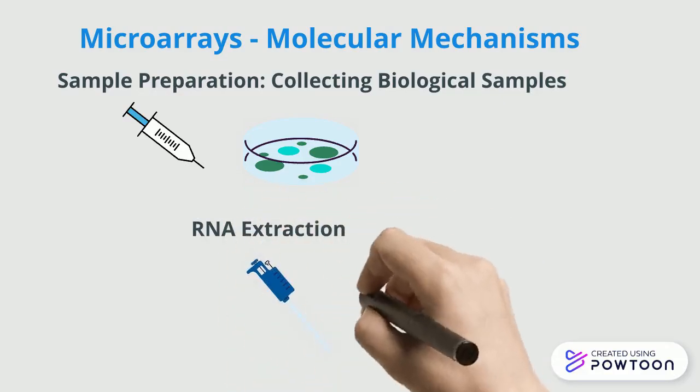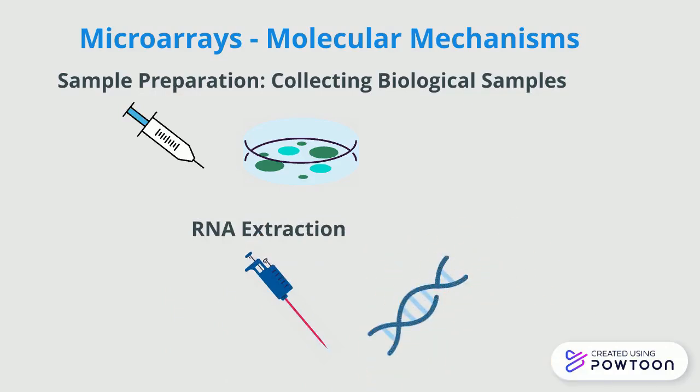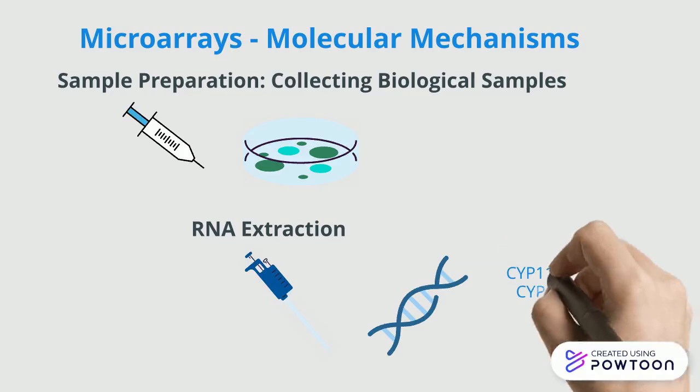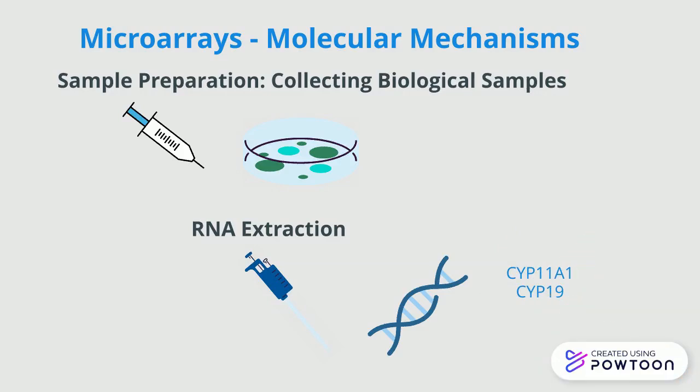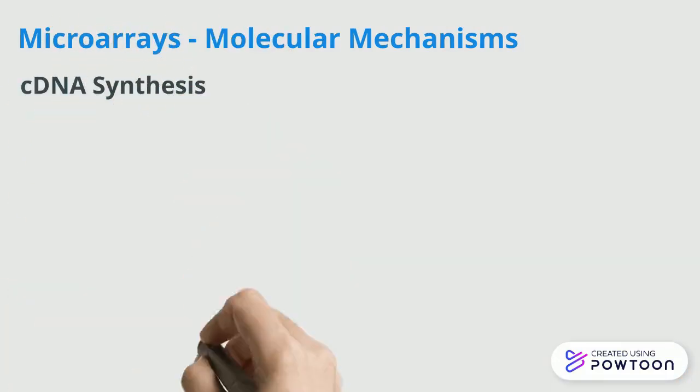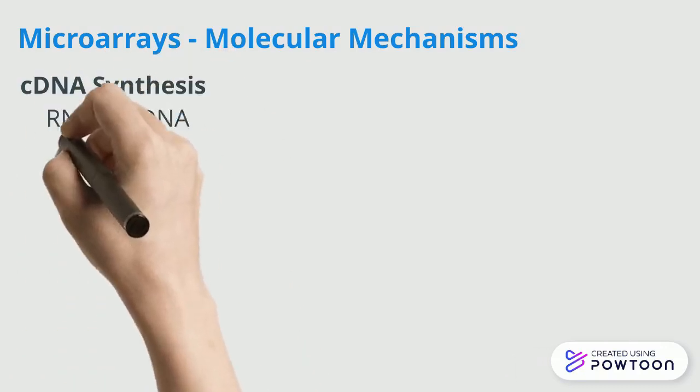The next step is to extract the RNA from the cells. RNA is critical because it reflects which genes are being actively transcribed into proteins at that moment. The genes producing more RNA are considered to be more active, and this gives us a snapshot of cellular activity. In the context of PCOS, we are interested in genes involved in hormone synthesis, such as CYP11A1 and CYP19, which regulate steroid production and could be over or underexpressed.